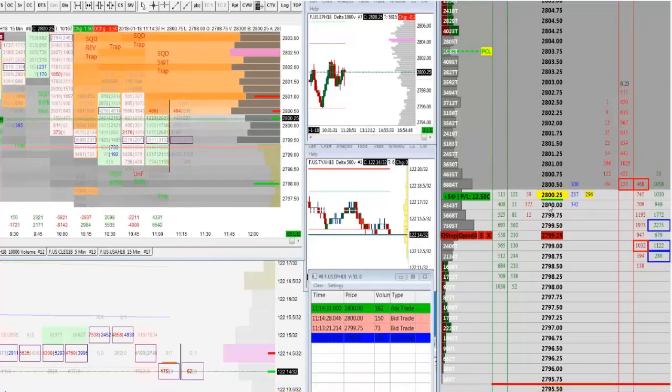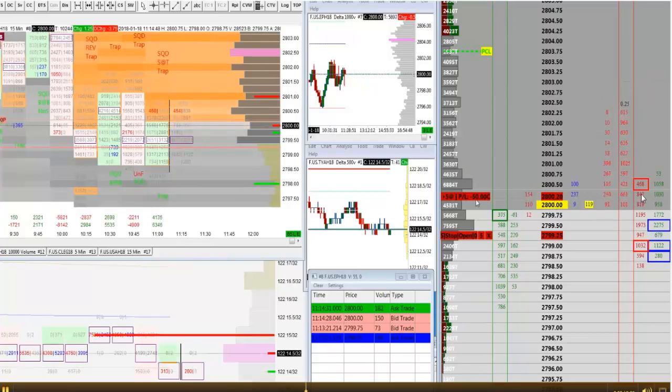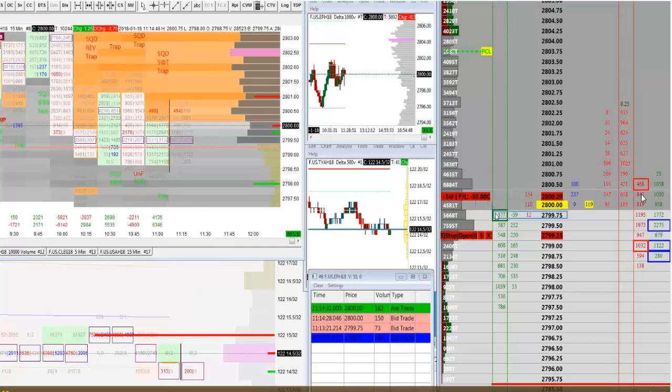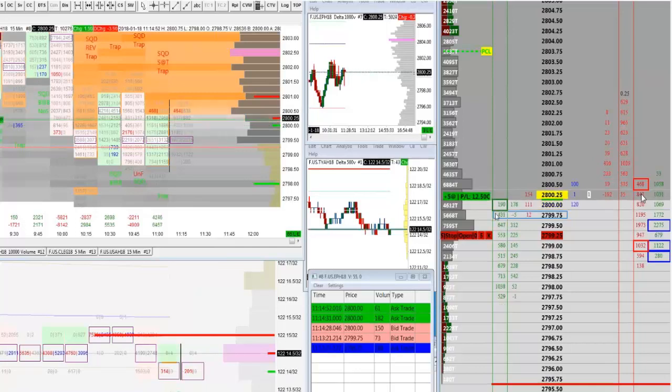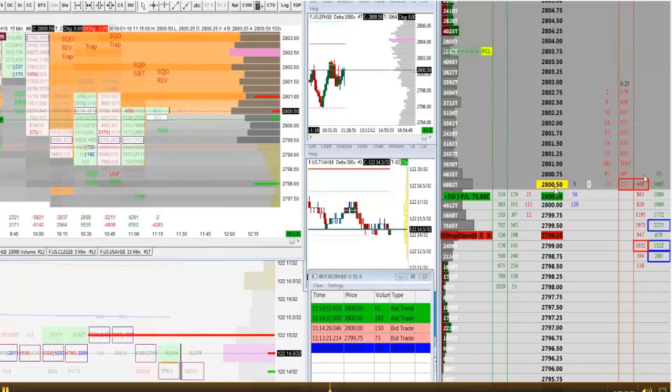Still anticipating more buys, of course. I can see that the sellers are still here. They're still here. Another buy came in at 2,800. Price up, tick, that's good. That's confirmation.